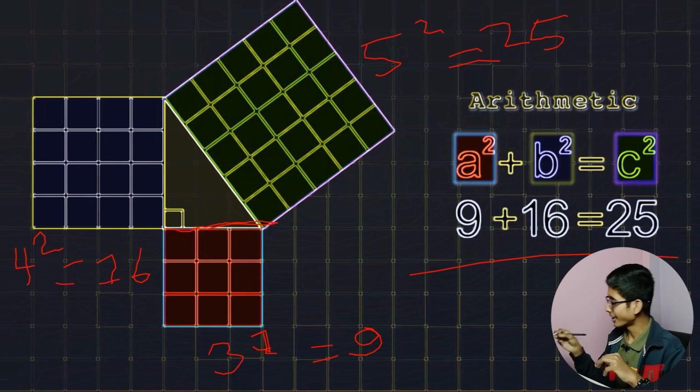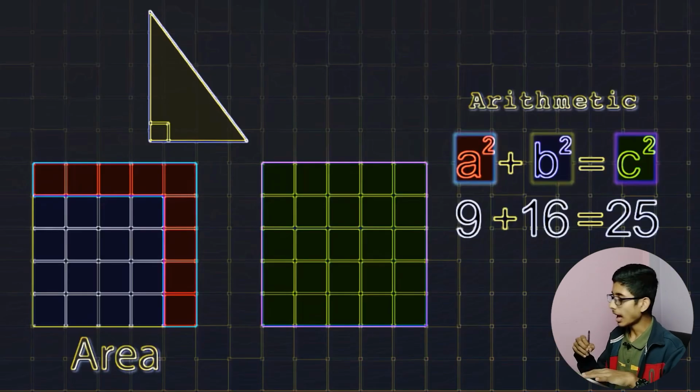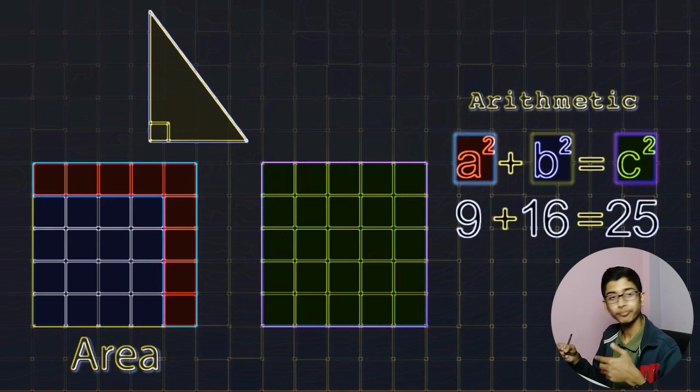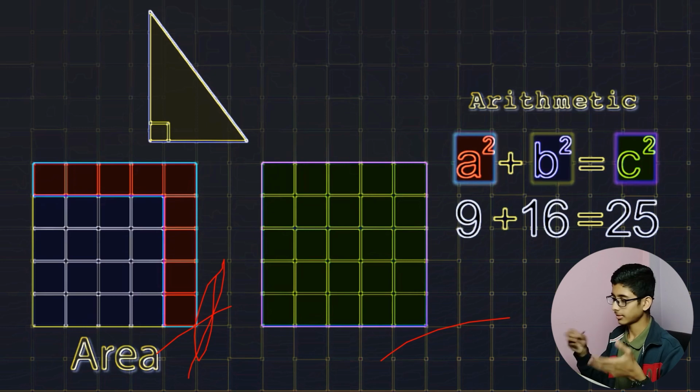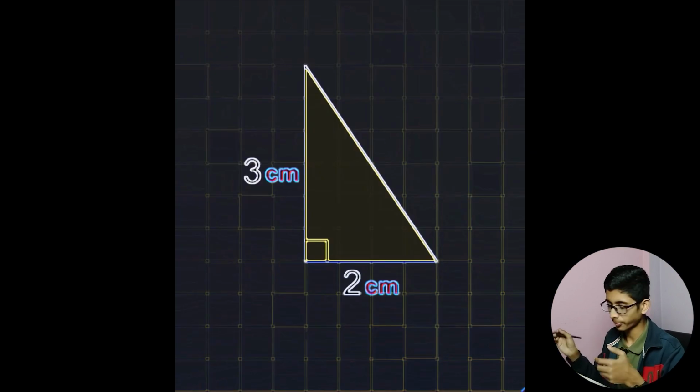Okay. So, now if we rearrange the squares also, we can see the same shape of the two legs' squares and the hypotenuse square. This is the same. So, the Pythagorean theorem is true.